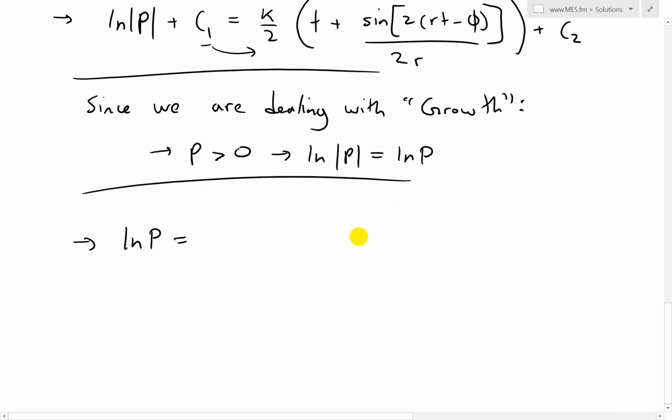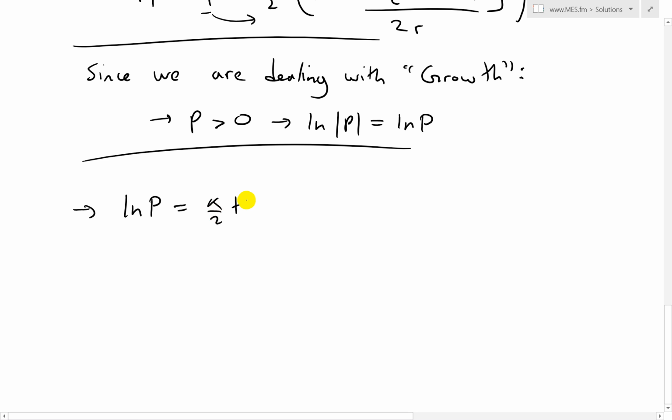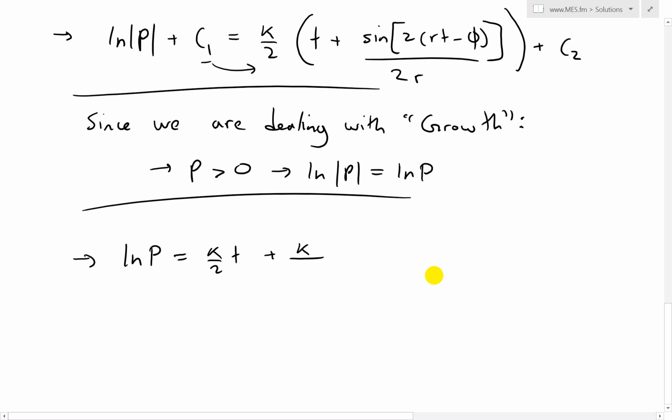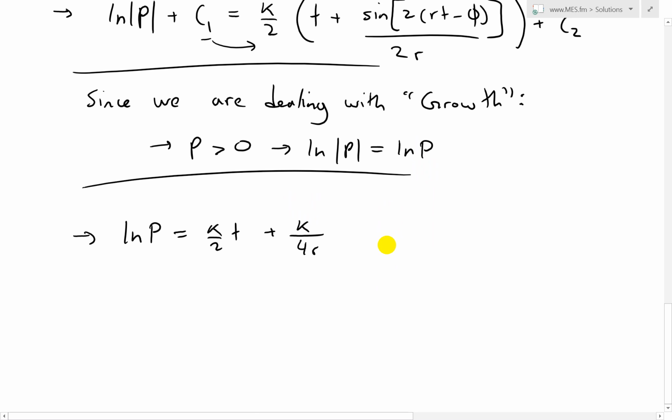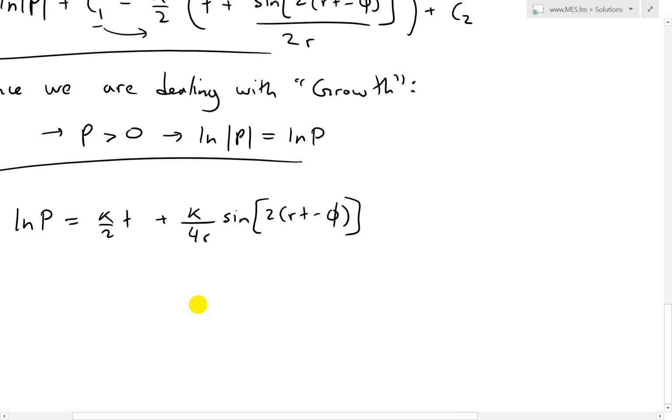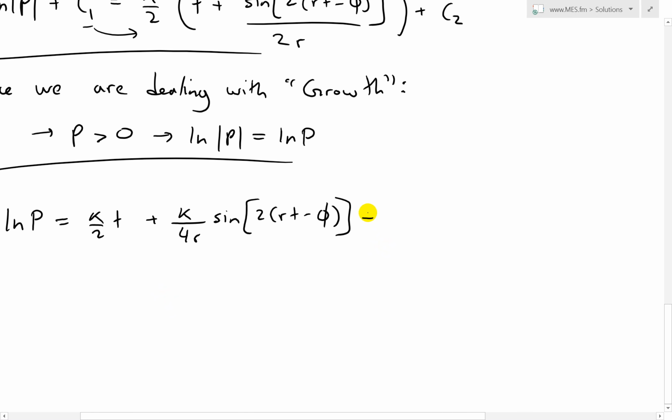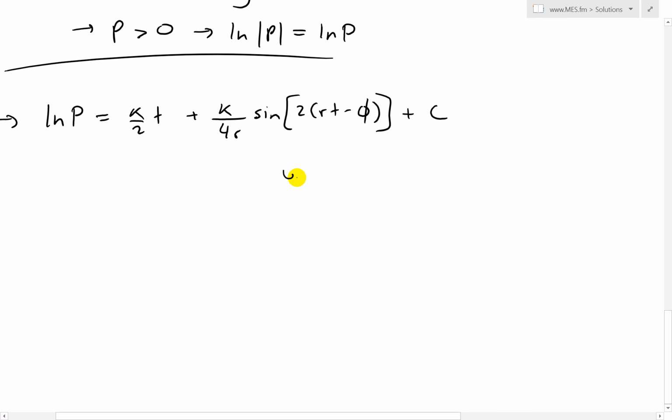So what we have, and then multiply this out as k over 2 t plus k over 2, but there's a 2 there already, it's going to be 4, and there's an r there as well. And then we have the sine 2rt minus phi, this is the Greek symbol, phi, Greek alphabet letter. And then plus c, where we combine the c2 and c1. So where c equals c2 minus c1, and this is just a constant. A subtraction of constants is still a constant, like that. Let's write this one neater.